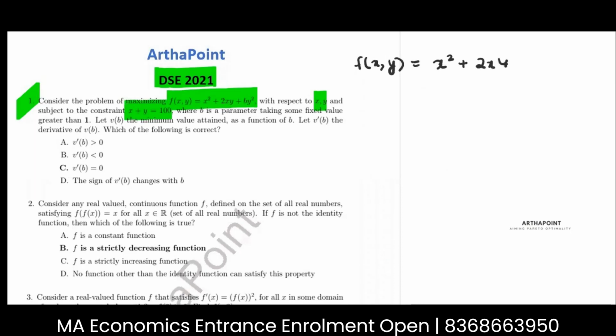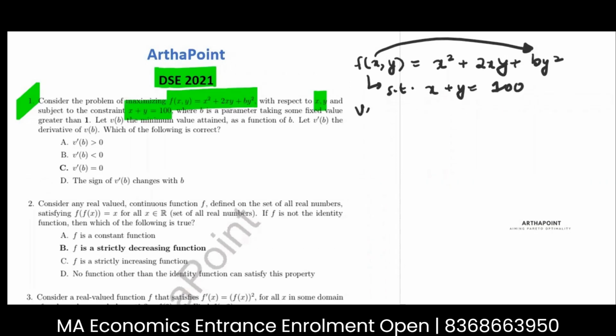This function no doubt is a function of b. It has this constant b also in it, but you want to maximize this subject to a constraint, and the two variables given to you are x and y. B is a parameter, it takes some fixed value greater than 1. So b is greater than 1.